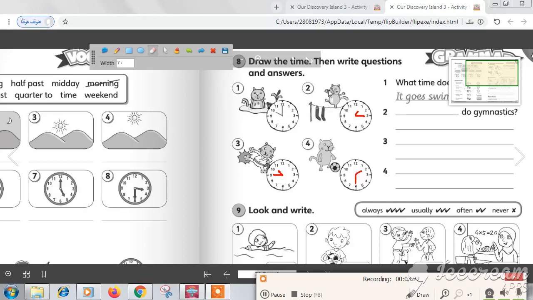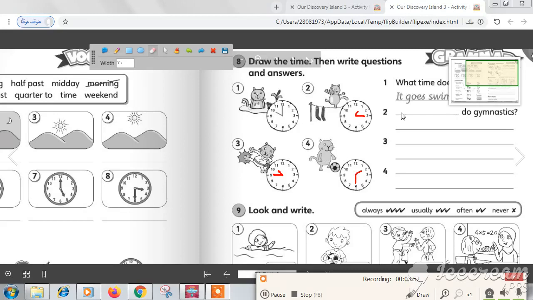Number 2, can you tell me what the cat is doing here? Yeah, that's correct. The cat is doing gymnastics. Number 3, what's the cat doing here? The cat is doing karate. So, in the picture number 4, what is the cat doing? The cat is practicing playing football, or playing football.